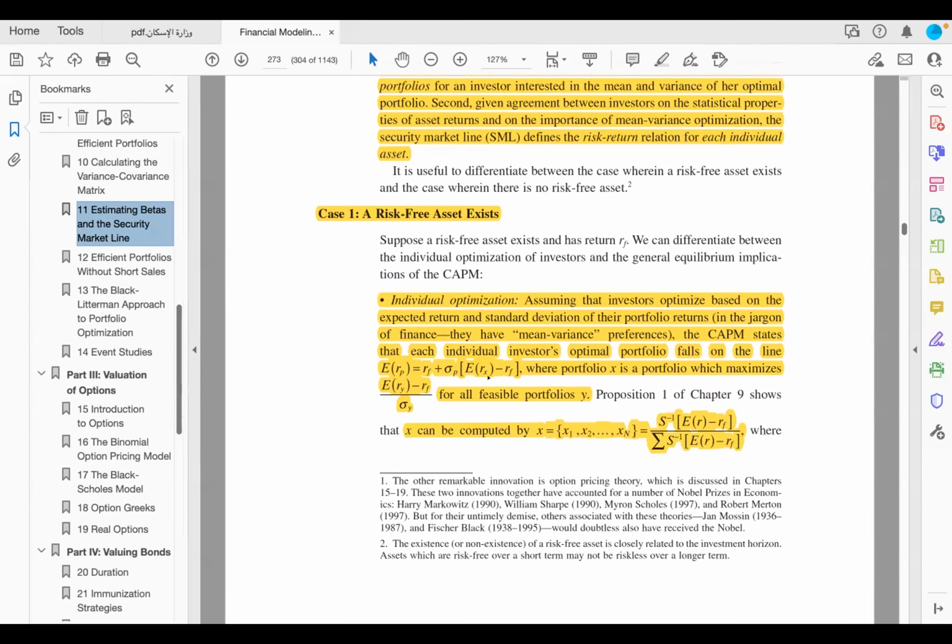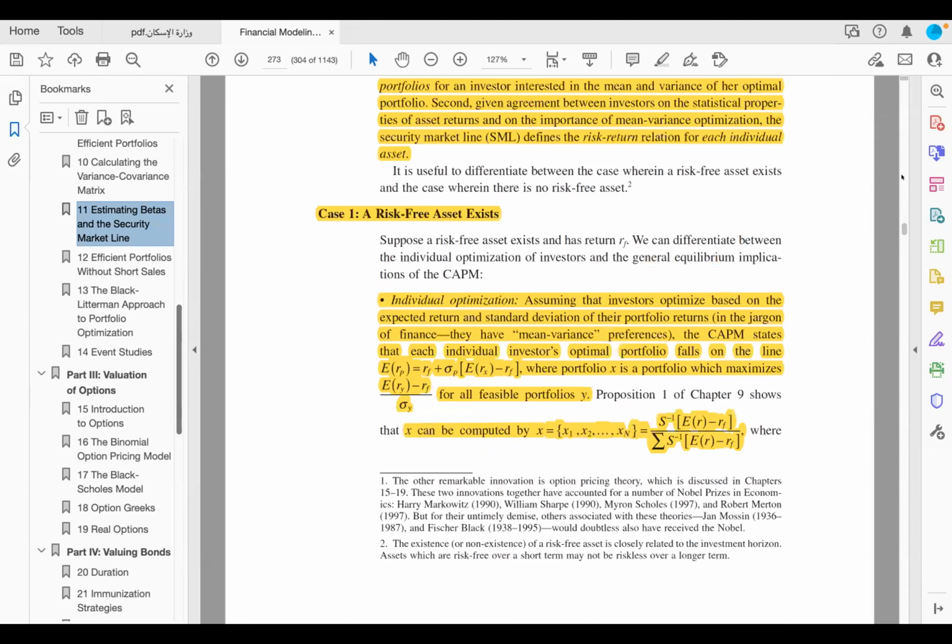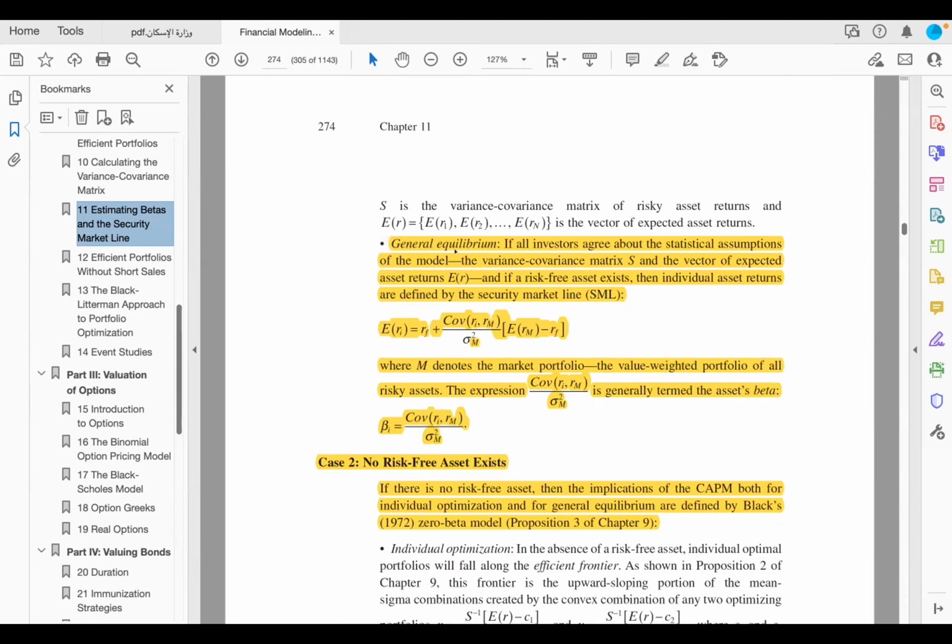So this is, as I told you, the X, which is the tangency point, right? Now the X can be computed by using the Z portfolio. Remember, S minus 1 ER minus RF divided by the sum of S minus 1 ER minus RF. So this is the Z proportion and the X proportion that we have seen during the last chapter. So this is the individual optimization. Then we have the second hypothesis, which is the general equilibrium.